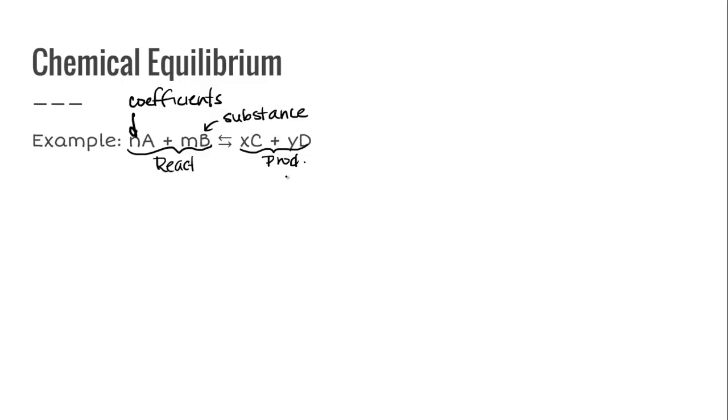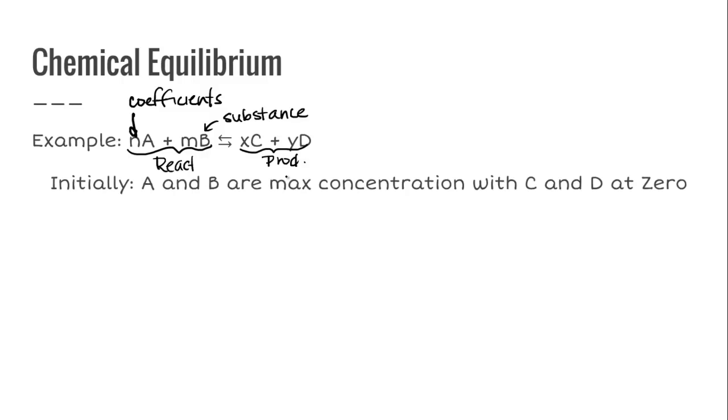So when we begin this, initially, A and B are going to be at their max concentration and C and D are going to be at 0. Just like your graduated cylinders, you started with the first one at the max 50 and the second one at 0.